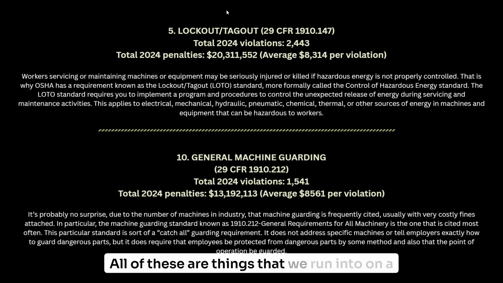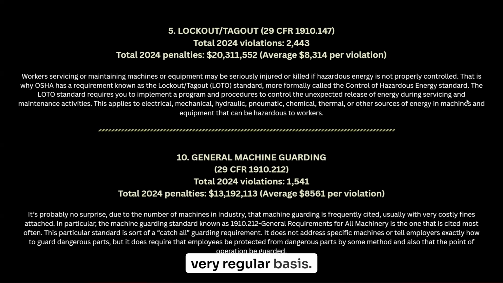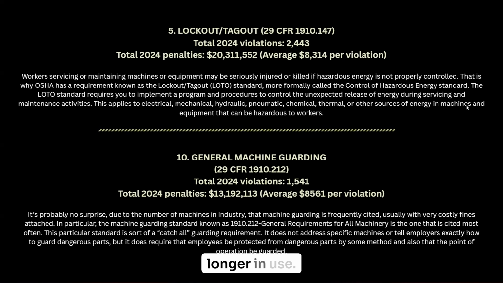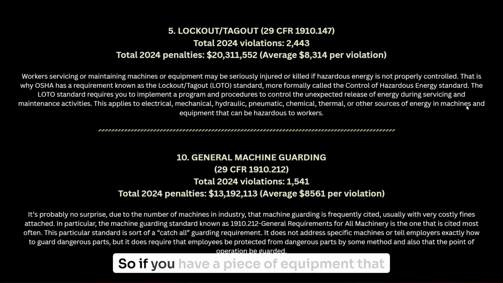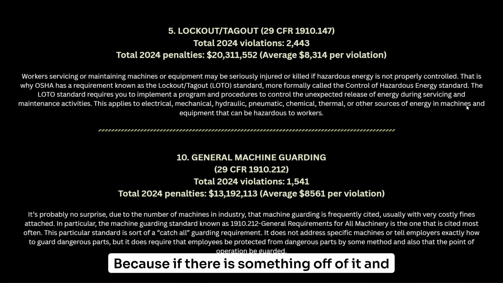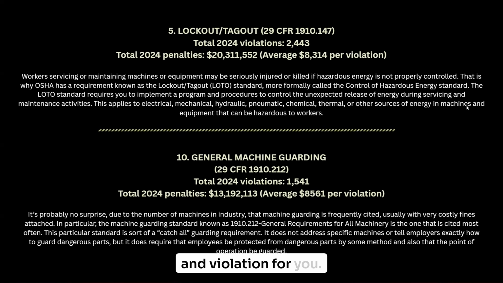All of these are things that we run into on a very regular basis. And that lockout tagout and machine guarding also goes toward things that are no longer in use in a facility. So if you have a piece of equipment that you're no longer using, you need to clearly mark that it is not in use. Because if there is something off of it and OSHA comes in, that can be a point of fine and violation for you.